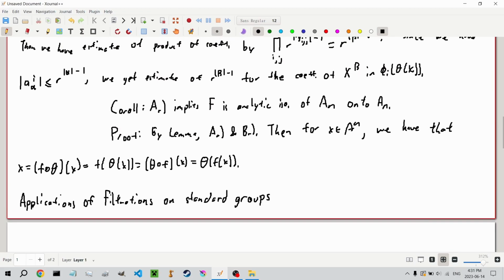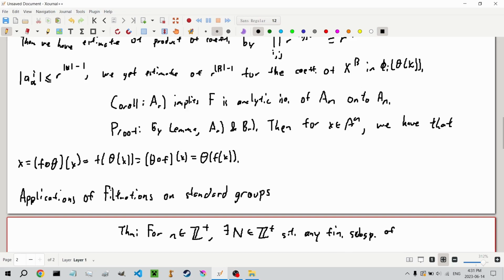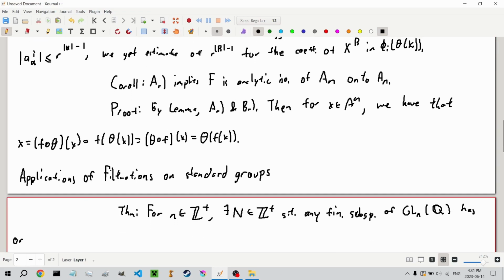So start things off with a theorem. For each n being a positive integer, there exists a capital N in the positive integers such that any finite subgroup of the general linear group in n dimensions over Q, that's supposed to be our rationals, of course, has order at most N.